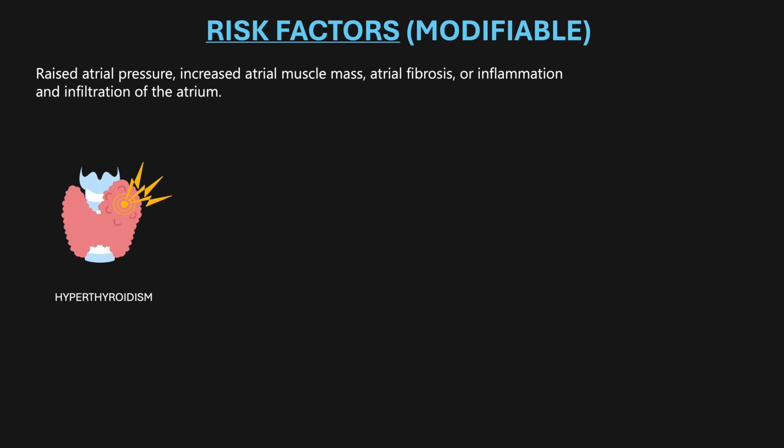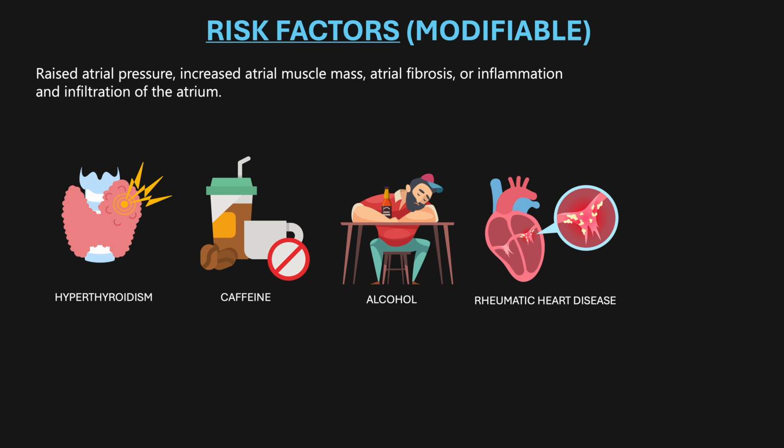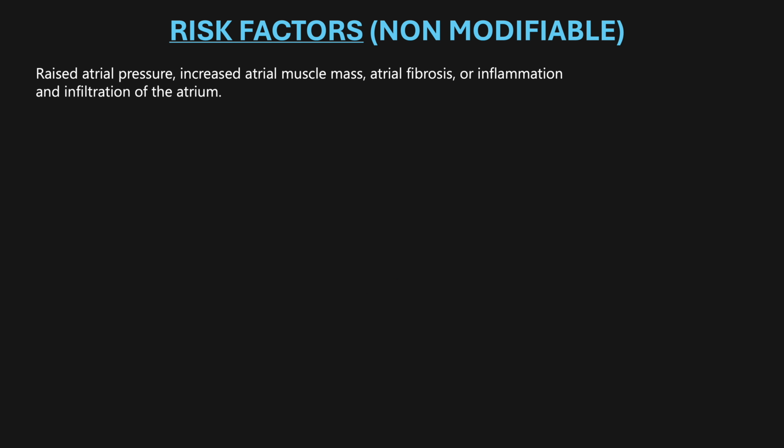This can be hyperthyroidism, caffeine, alcohol, rheumatic heart disease, or renal failure. If you didn't know, rheumatic heart disease used to be one of the most important causes of atrial fibrillation because of its involvement with the mitral valve. Now, obviously, other things are important because many countries seldom have rheumatic heart disease now. Anyways, leading on to non-modifiable risk factors. As mentioned, these factors are non-modifiable. You're just born with them and you just can't change them.